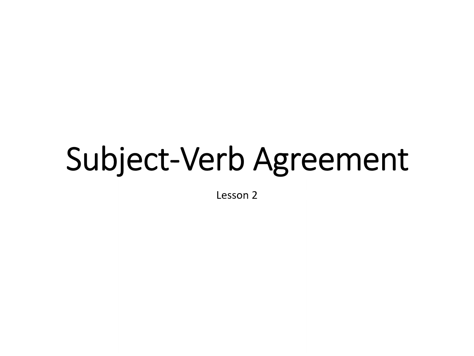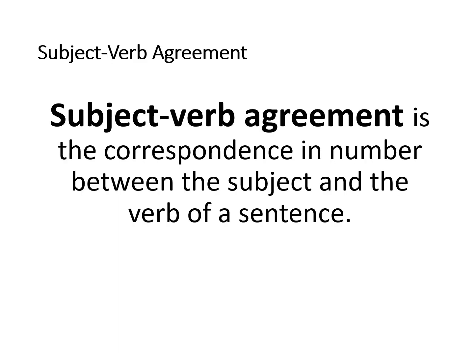In this lesson, we will be reviewing some of the English subject-verb agreement rules. Subject-verb agreement refers to the correspondence or the similarity in number between the subject and the verb of a sentence.